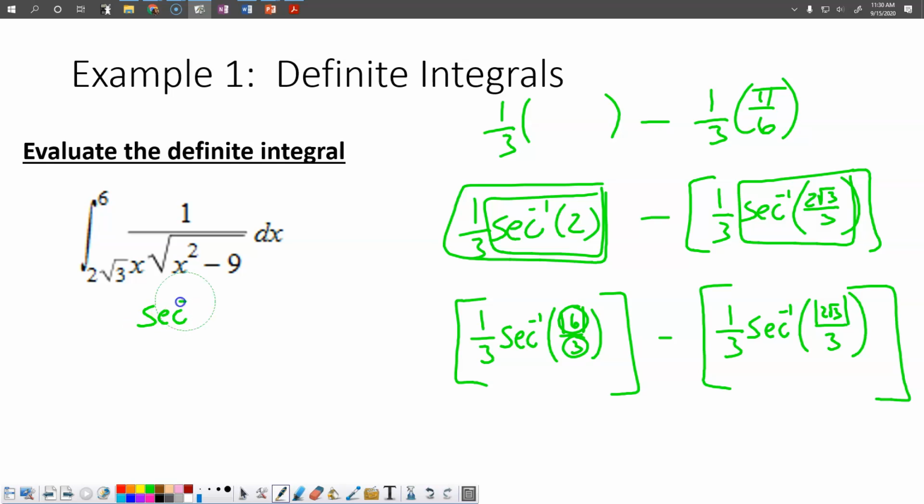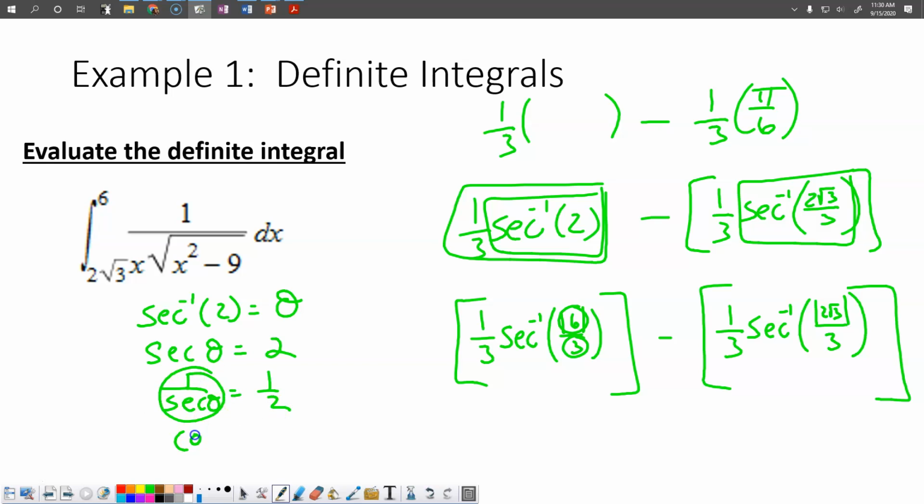If I want to figure out what arcsecant of 2 was, I would first of all make it equal to an angle, and then I would rewrite it as a normal secant function. Then I would take the reciprocal on both sides, and I can replace this then with cosine.